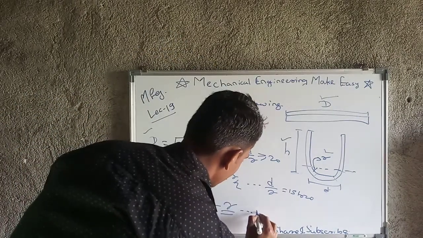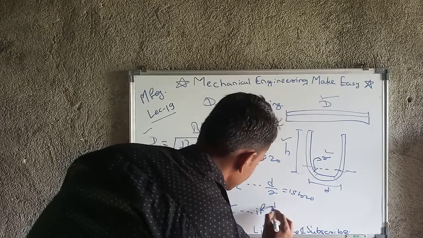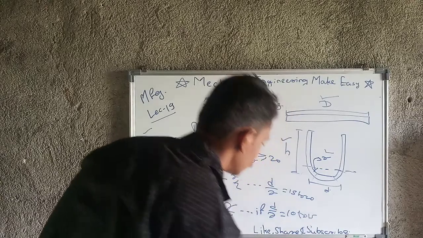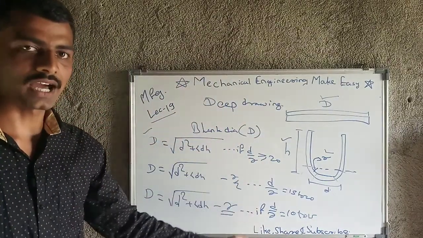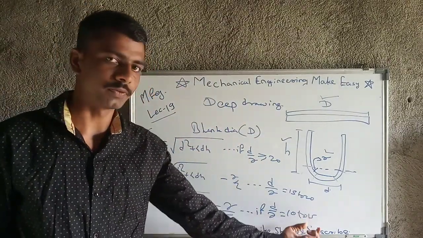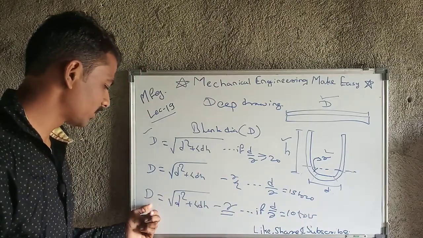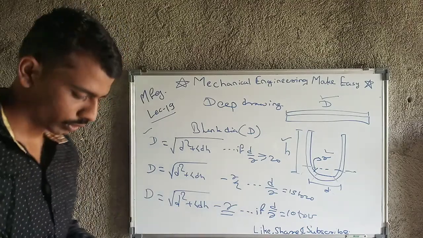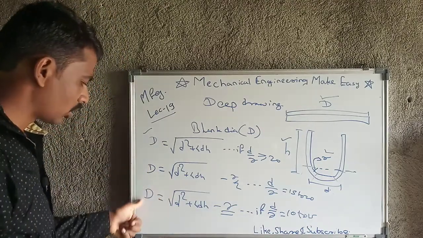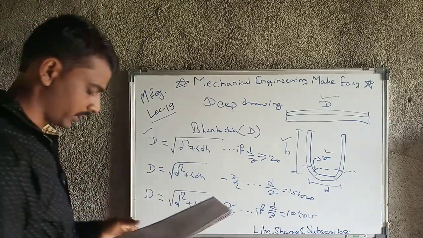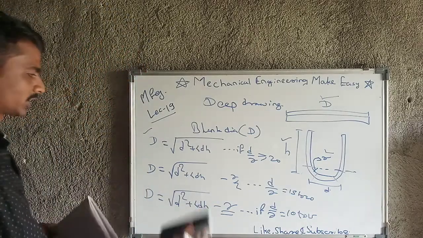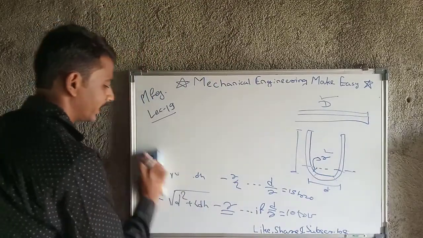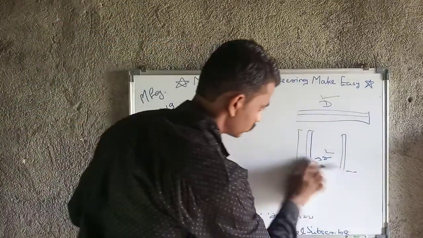Okay, and this condition is when this D by r ratio varies from 10 to 15. Means if that D by r ratio varies from 10 to 15, then that blank diameter will be under root of d square plus 4dh minus r. Okay, note down these all three conditions. In case of GATE there may be a question on this topic. So now we will move towards the next concept of deep drawing.